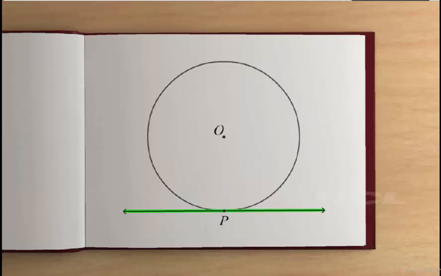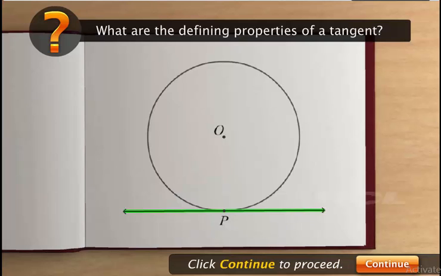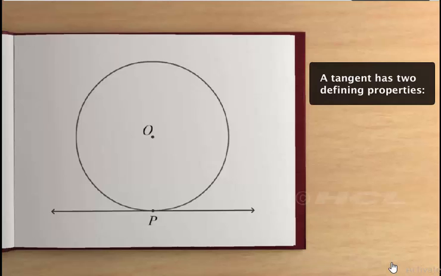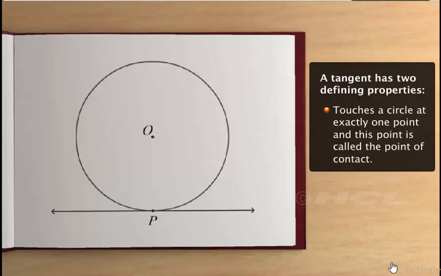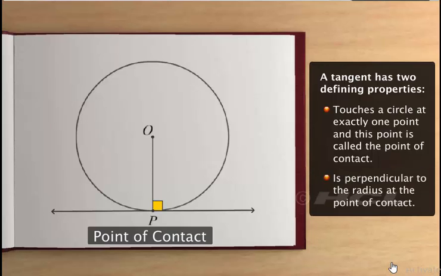We know that one and only one tangent can be drawn through a point on the circle. Now, can you recall the defining properties of a tangent? The defining properties of a tangent are: firstly, a line is said to be a tangent to a circle if it touches the circle at exactly one point, and this point is called the point of contact. Secondly, at the point of contact, the tangent is perpendicular to the radius of the circle.